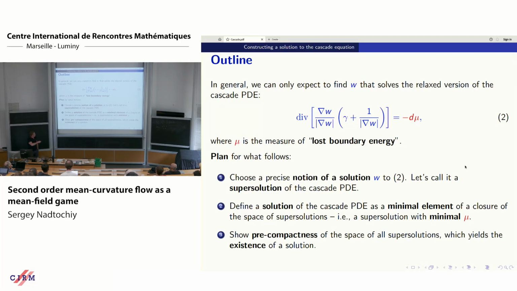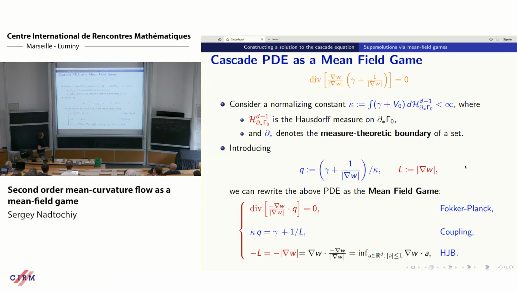Then I will define the solution to my original equation as a minimal element, in a certain sense that has to have physical meaning, of this space of supersolutions. And then to obtain existence of this minimal element, I will just need to prove compactness of my space of supersolutions. So that's basically the rest of my talk. Of course, any questions are welcome at any time. Please feel free.